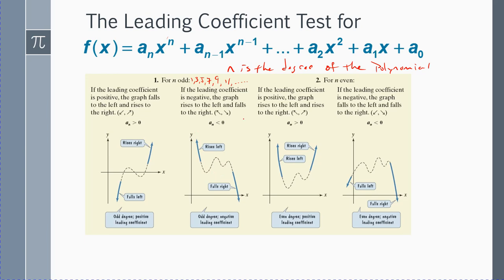Now if n is even, so the degree is 2, 4, 6, 8, 10, whatever, an even number, and the leading coefficient is positive, the graph rises to the left and rises to the right, as x increases or decreases without bound. It's going to be this somewhat parabolic shape, but we don't know what's going to happen in the middle here. Now, if the leading coefficient is negative, the graph falls to the left and falls to the right. It's going to be like an inverted parabola, the upside down parabola.